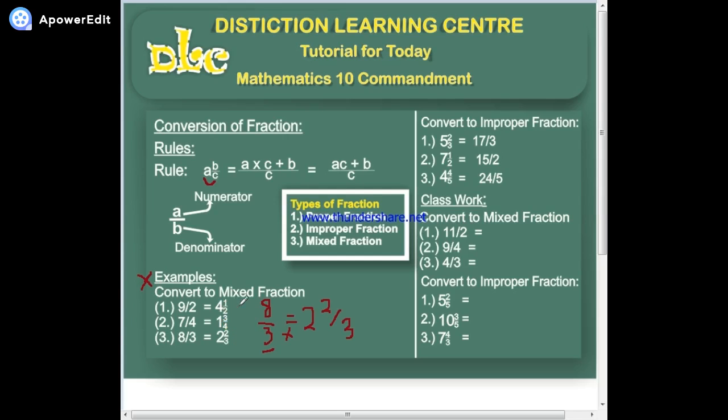Now let's move to the next section of the example, where we are going to convert from mixed fraction to improper fraction. Now, how can we do that?